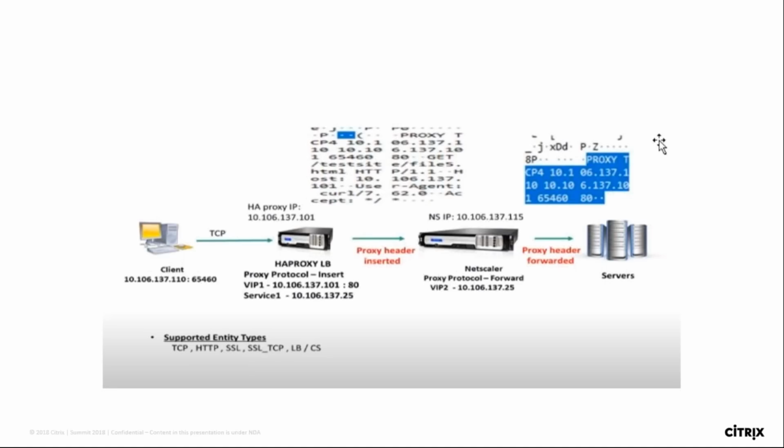Let's see the scenario where you want to forward the client IP to the backend server. For that, the topology is: the client is connecting to the HA proxy LB, and HA proxy is connected to the NetScaler, and at the backend of the NetScaler, we have a server. So the client IP, that is 10.106.137.110, has to be sent to the server for internal purposes. So how are we going to do that? Here we are going to use the proxy protocol, and this client IP is going to get forwarded to the server. So this is the forward use case.